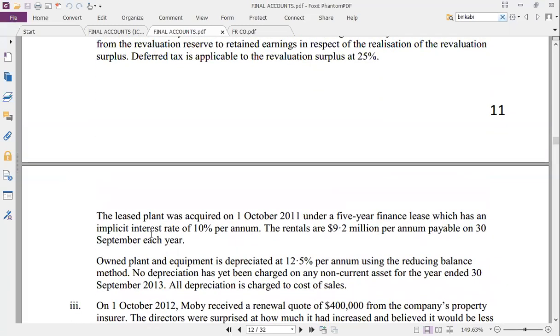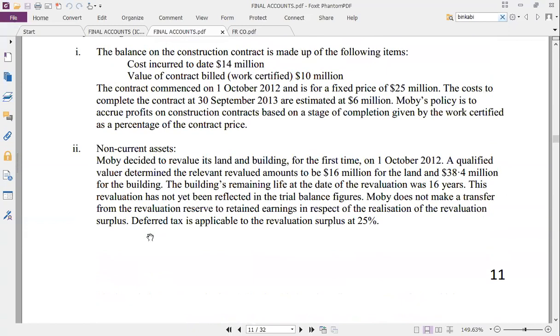First of all, calculate the present value of the minimum lease payments. The interest rate is 10%. Okay, so the cumulative discount factor will be 3.791. So we will do that.